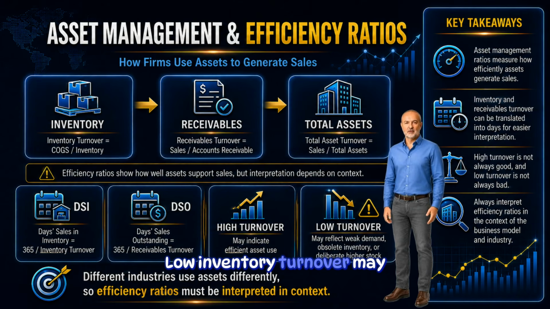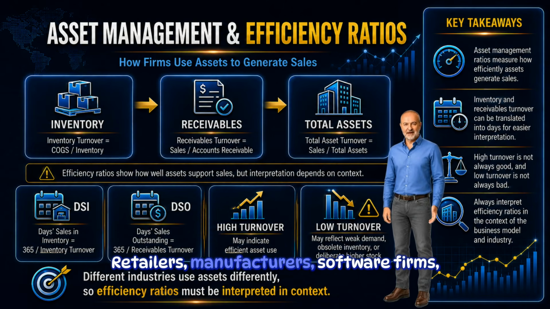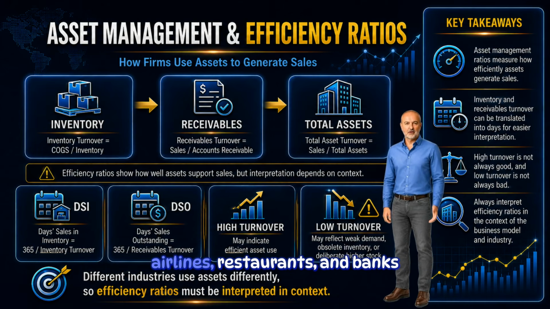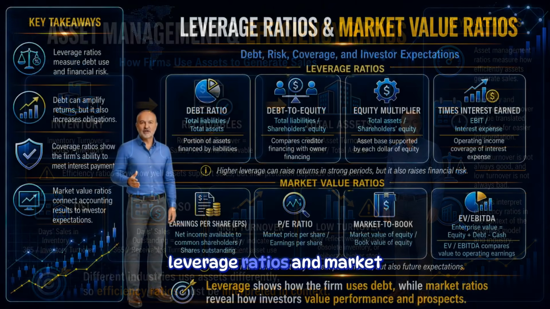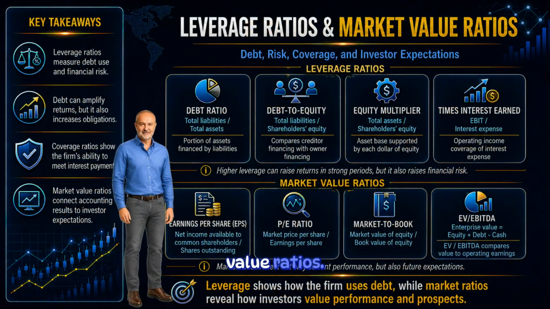Low inventory turnover may mean weak demand, obsolete inventory, or a deliberate decision to carry more stock. Retailers, manufacturers, software firms, airlines, restaurants, and banks use assets very differently. So, efficiency ratios must be interpreted in context. Let's now move to leverage ratios and market value ratios.